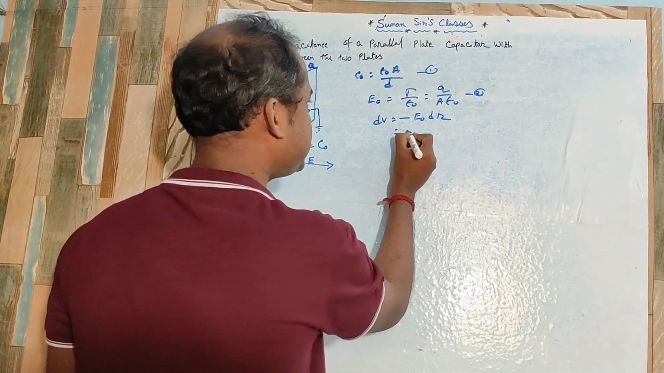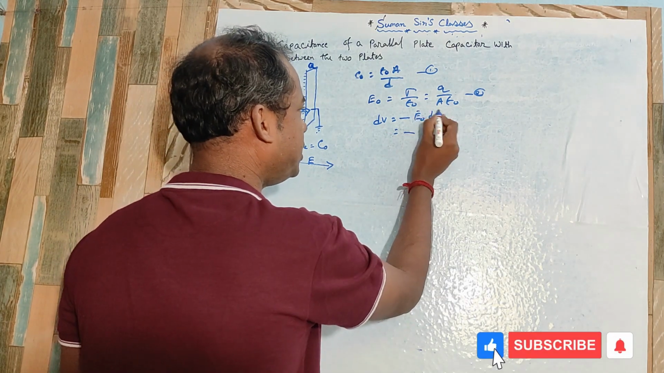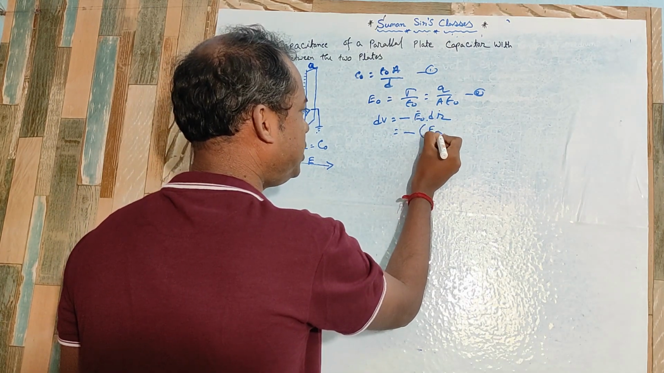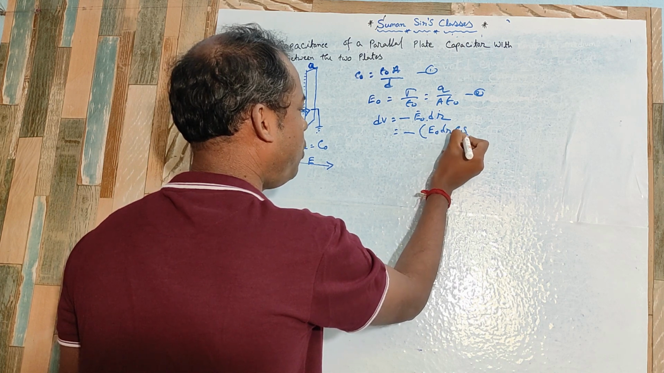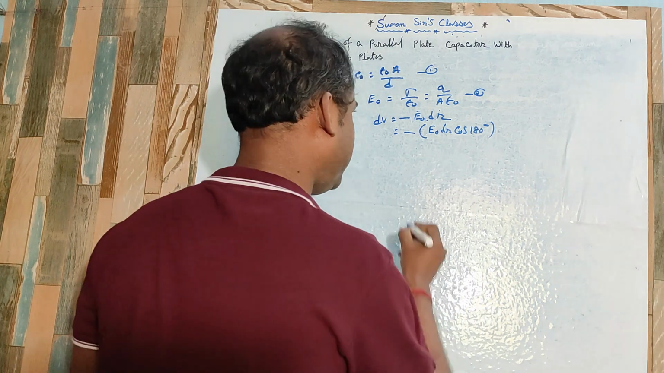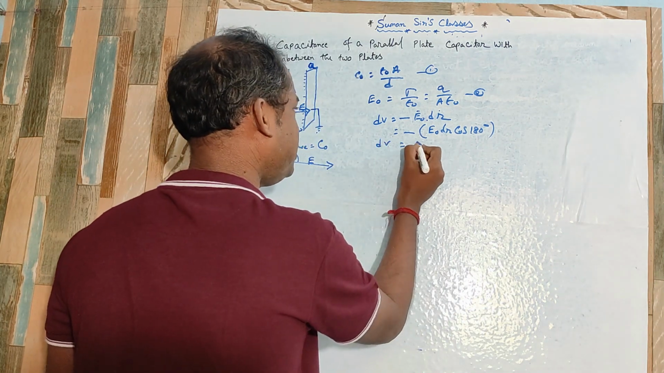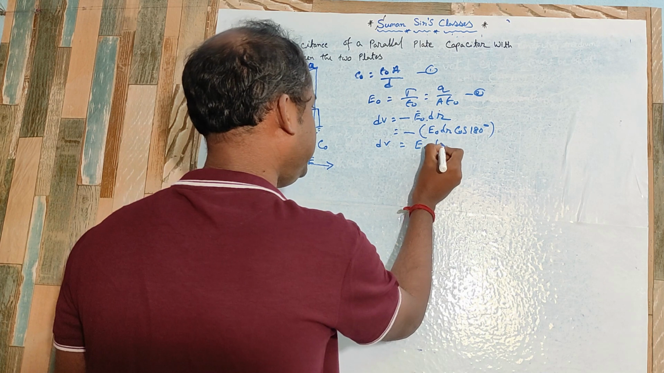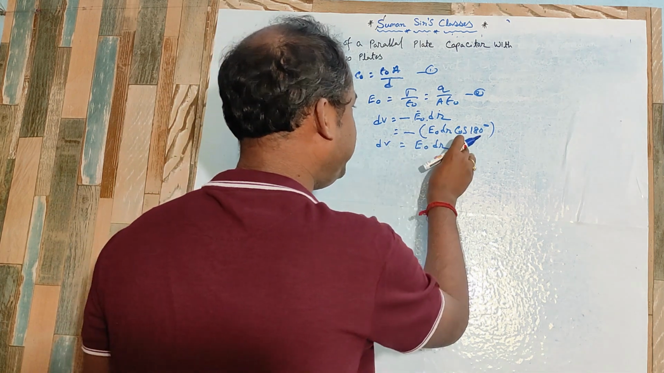So in this case we write E0 dot dr, that means E0 dr cos 180 degrees. What is the value of cos 180 degrees? This one is minus 1. So in this case we write dV equals E0 dr. So we get the value of dV.